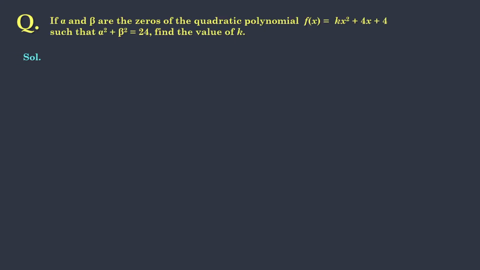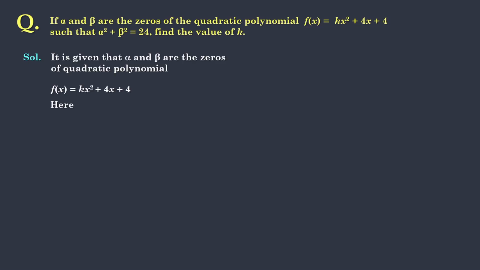Let us solve this problem step by step. We are given that alpha and beta are the zeros of a quadratic polynomial. The polynomial has coefficient k for x squared, coefficient 4 for x, and constant term 4. We are also given that alpha squared plus beta squared is equal to 24. We need to find the value of k.